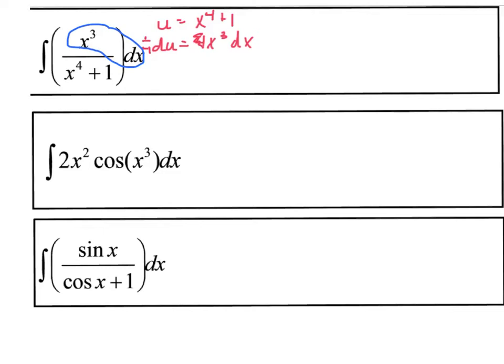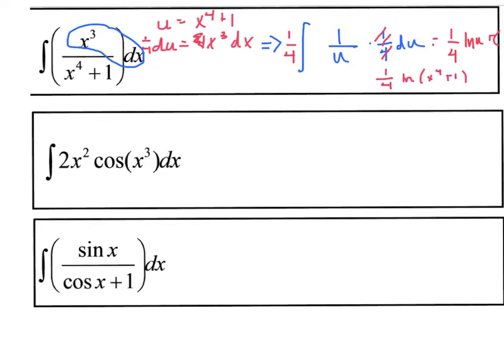So my integral would become 1 divided by u multiplied by 1/4 du. And I always like to put my constant multipliers out front. So it's just 1/4 the integral of 1 over u du, which of course is natural log. So we have 1/4 natural log of u plus c, and we then just plug u back in to put it back in terms of x. So natural log of x to the fourth plus 1 plus a constant.